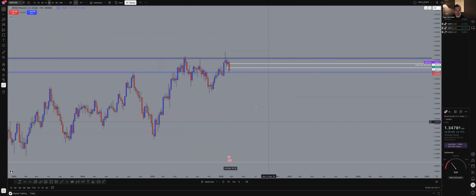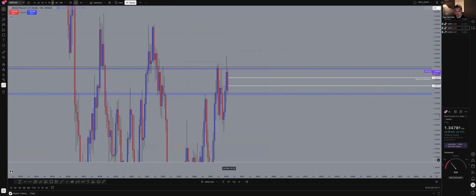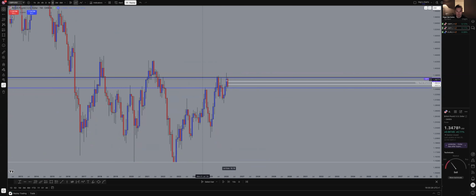The other trade that I took was pound US dollar. On the monthly, we had a tap of these highs, and from there on, bears were kicking in. So my bias was short until the first weekly structure.